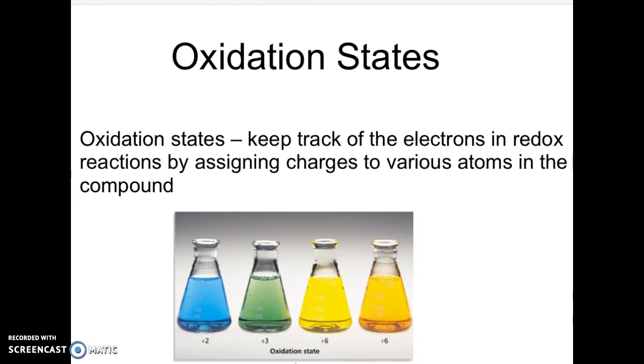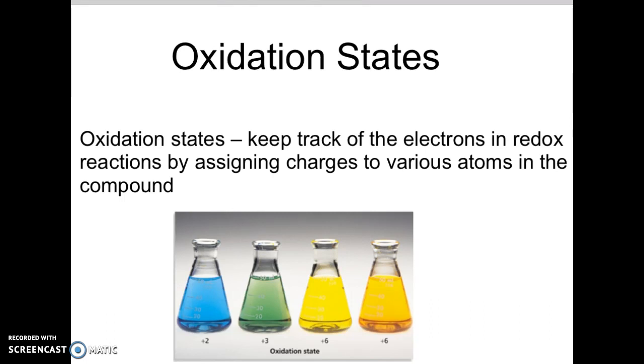This is a video on oxidation states as we are learning a little bit about oxidation and reduction reactions. You have to know about something called oxidation states, or what we call oxidation numbers. Sometimes you'll be hearing them called numbers as well, so I want you to recognize that we're talking about the same thing.